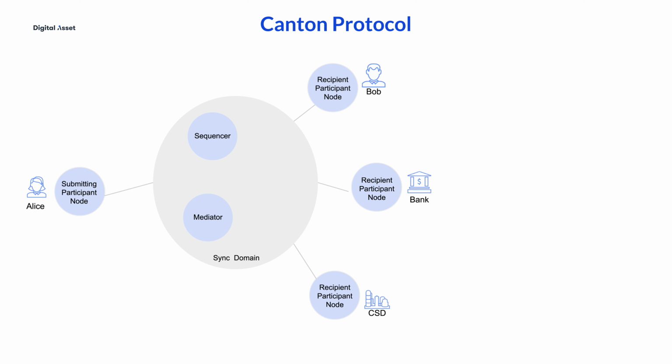Let us now see a complete end-to-end flow, starting from the initial step where Alice submits her transaction. We see Alice, Bob, the bank, and the CSD at their own participant nodes. They are connected through a sync domain that has a sequencer backend, and a mediator. Alice submits her transaction. Her participant node checks the code locally against its private contract store to make sure that it is a valid transaction.